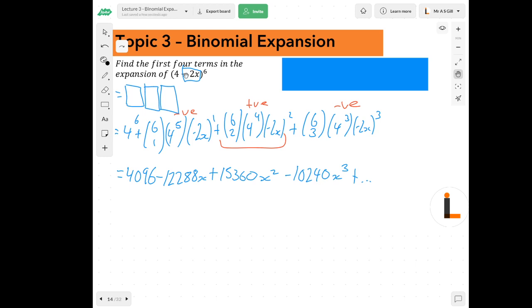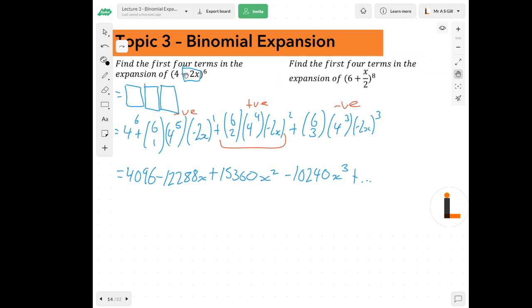So that is our final answer in its most simplified form. I always recommend you write out the unsimplified version before going on to the simplified version.